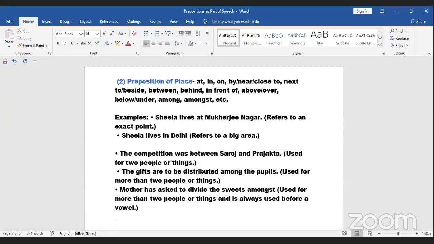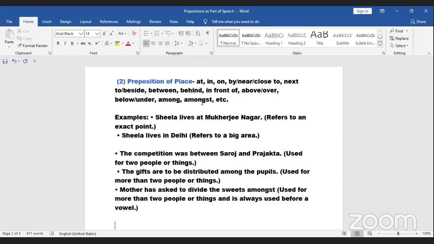Because that's more like a bigger area. Okay, I live in Pune. Or if you ask me, I live in Kerala. Okay, so that is the difference between at and in. At is more like, when I'm talking about an exact point or a relatively smaller place, whereas in is for a bigger place. Okay, this is the difference when you talk about.